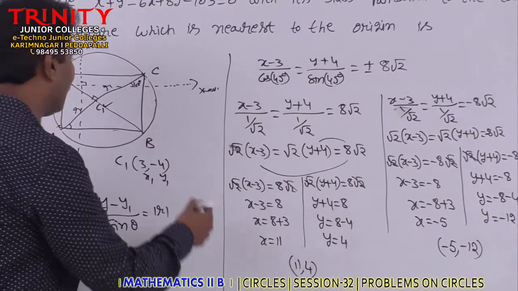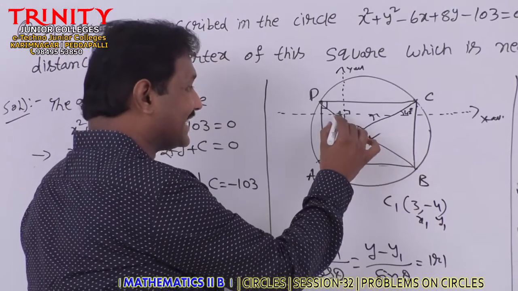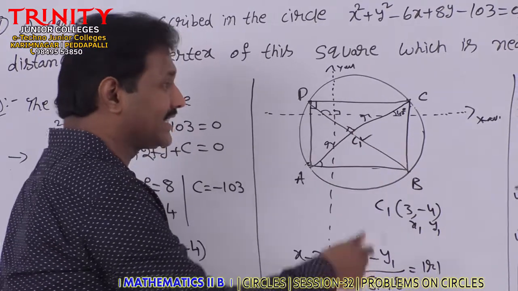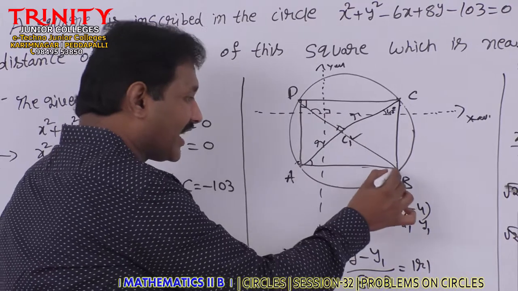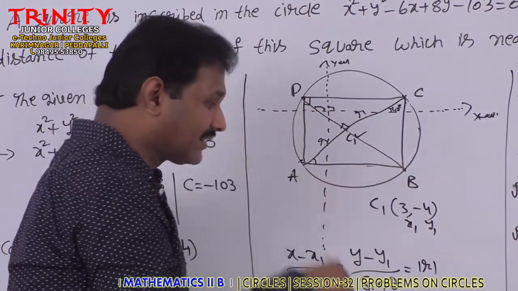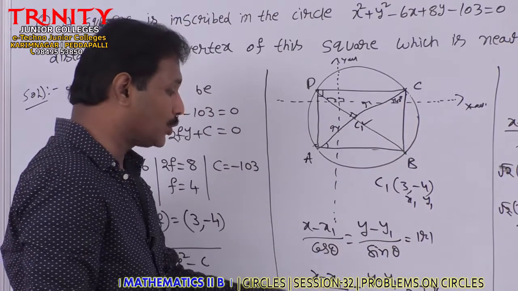Here, this is one of the lines, at 45 degrees. The angle between these two lines is 90 degrees. Therefore, the angle of inclination of the other line is 90 plus 45, which is 135 degrees. By using the same method, we find the remaining two vertices.